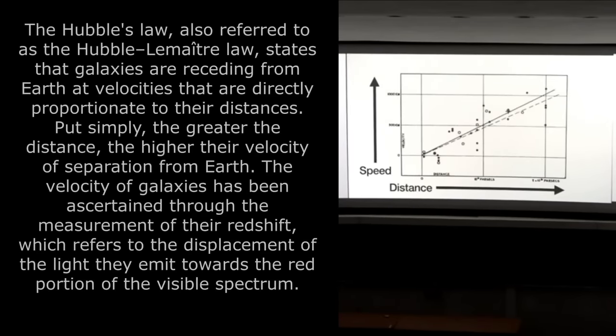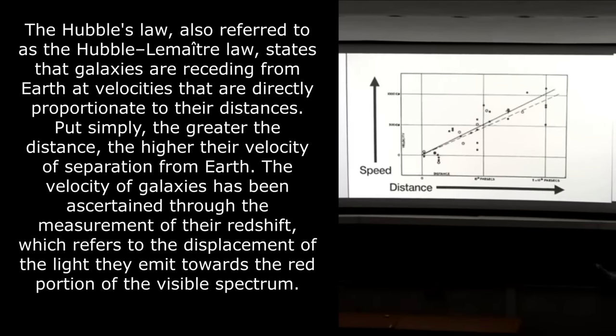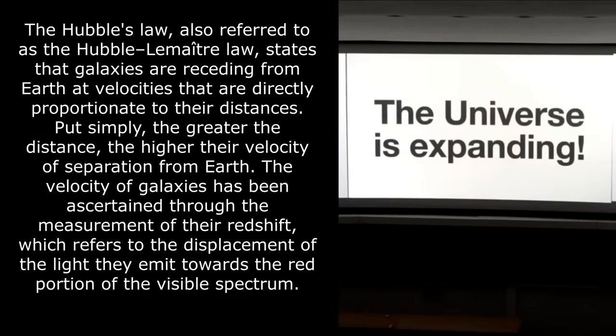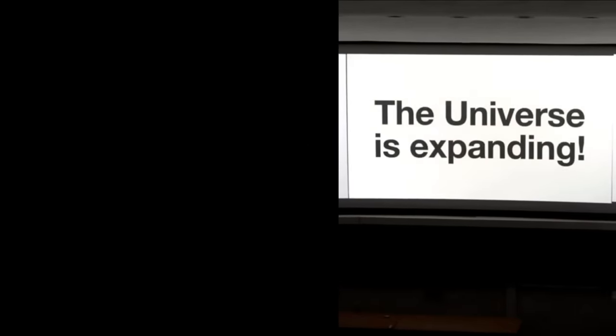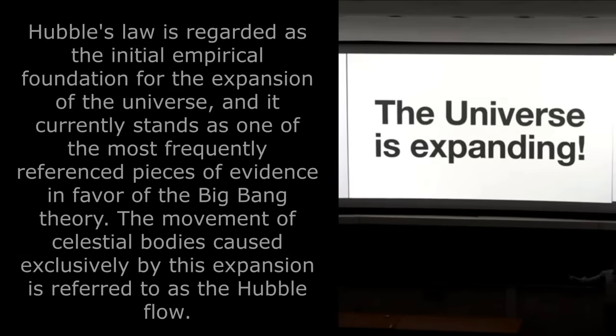And he found that there was this nice linear relationship between speed and distance. This is a graph from 1929. And so galaxies aren't just sort of moving at random. There's this predictable pattern where everything's moving away from us, but in this way that the more distant things are moving away from us faster. And that is smoking gun evidence of being in an expanding universe. And so this is what Hubble figured out in 1929.